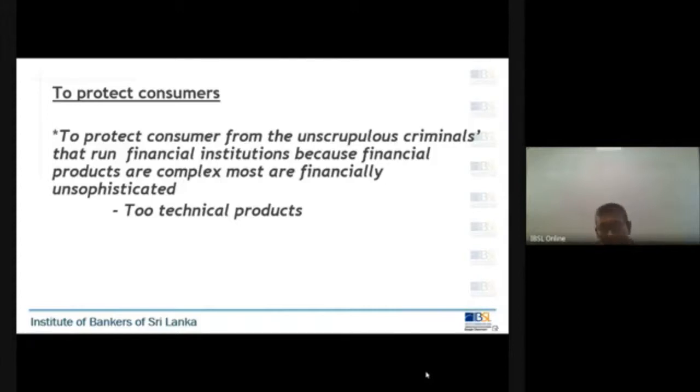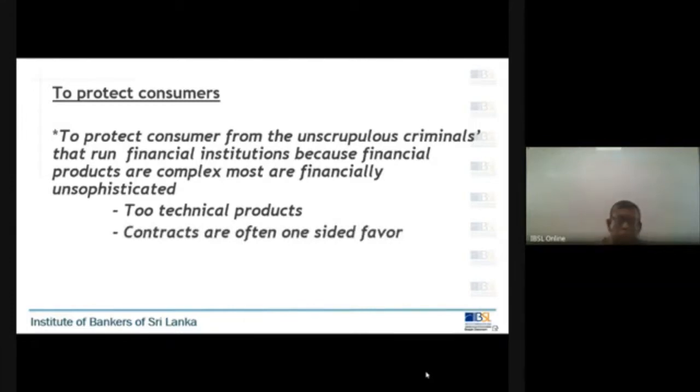How many of you are aware of how to calculate the savings interest rate? Maybe FDs, yes. When you are calculating your interest rate for a savings account, on daily balances, most of us are not aware. We believe what banks are putting. So that is because of the technical nature of the financial product.